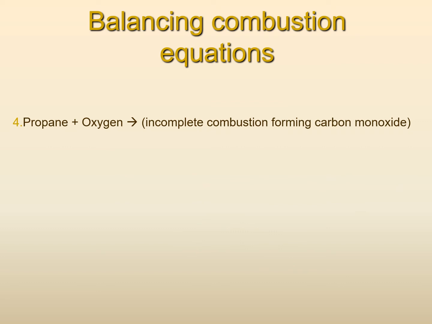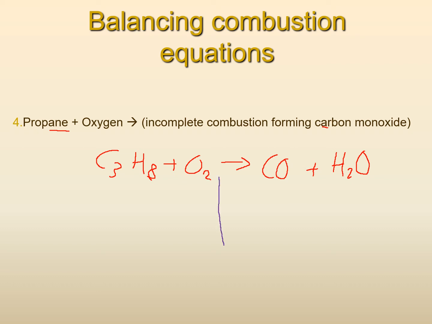Question 4. Propane, C3H8, 2N plus 2. It's an alkane. Plus oxygen makes carbon monoxide, which makes this a little bit more difficult to balance. CO plus H2O. Because odd numbers of oxygen make things hard, as you will find out hopefully. Or as you have already found out hopefully.